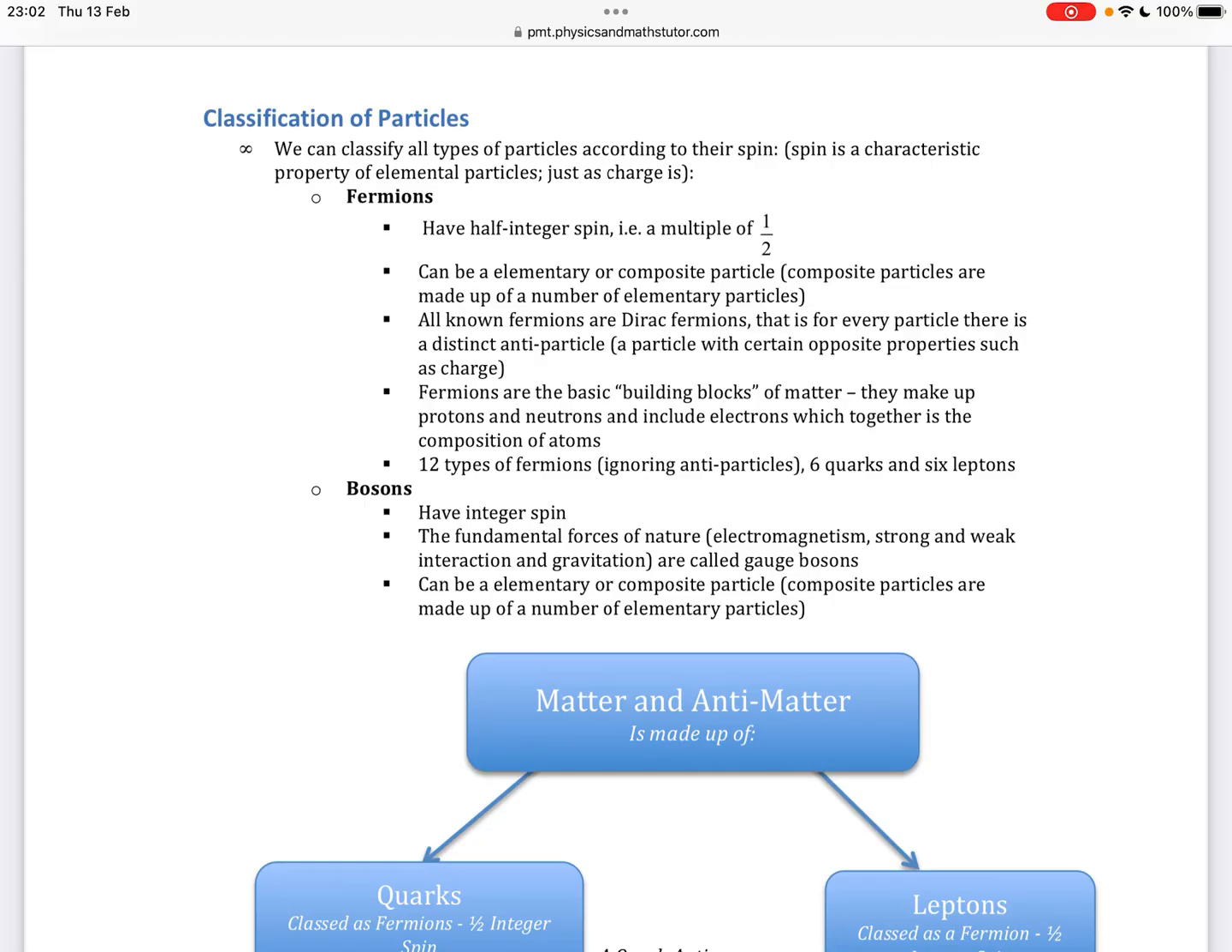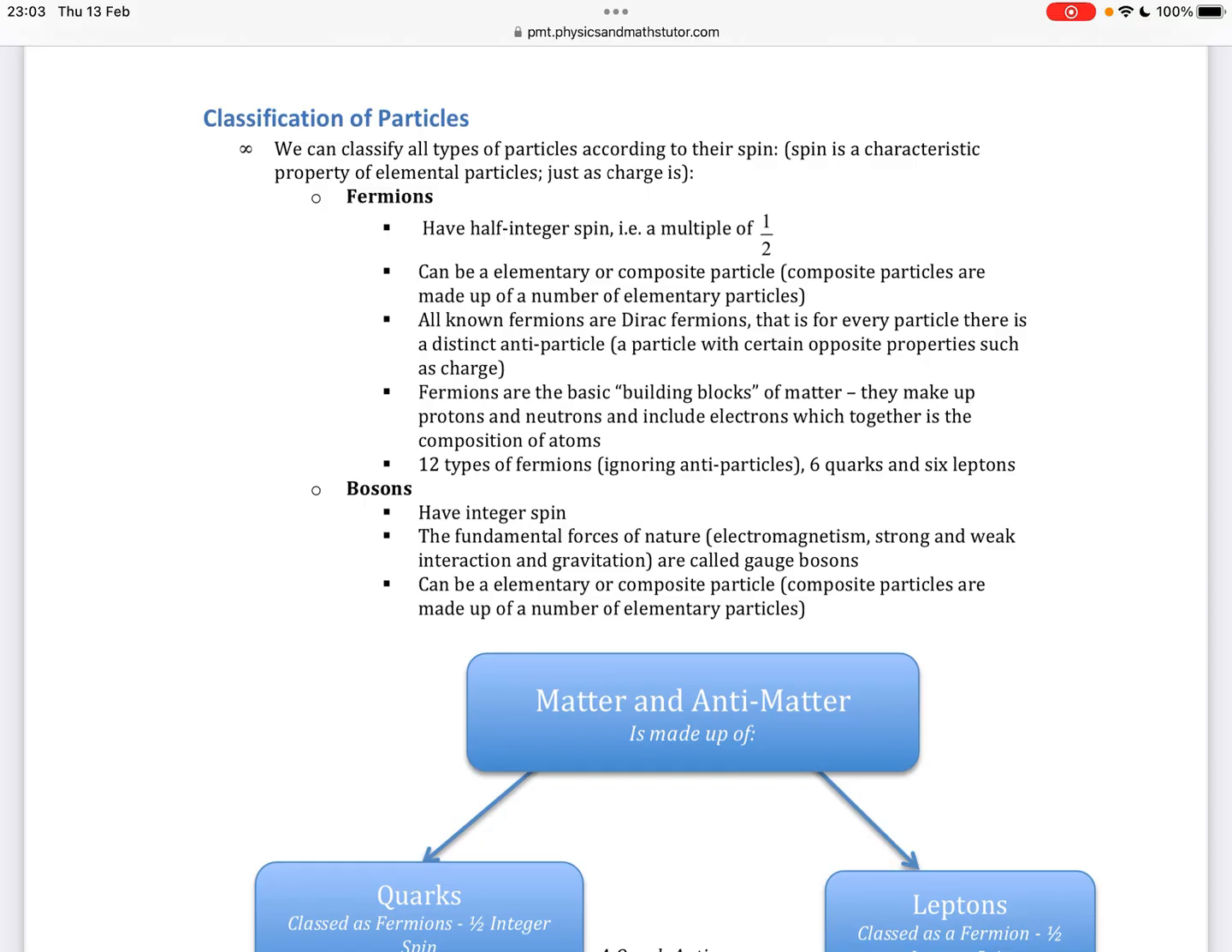So, starting with the classification of particles. Basically, we can classify all types of particles according to their spin. Spin is a characteristic property of elementary particles, just as charge is. So we have fermions and bosons. Fermions have half integer spin, for example, multiples of a half, and can be an elementary or composite particle.